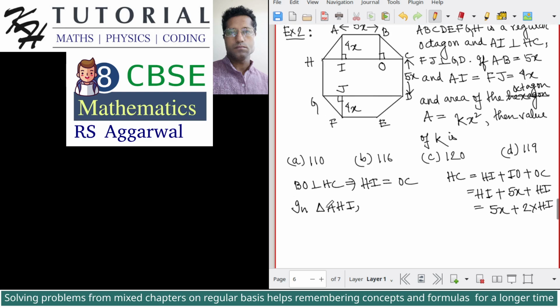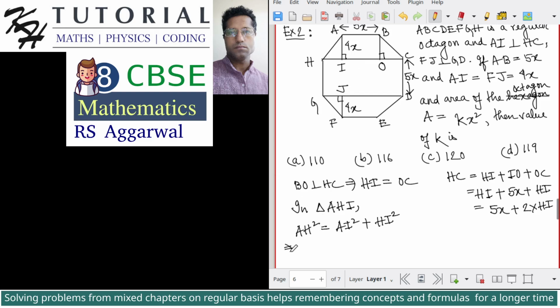From the Pythagoras theorem, we can say that AH square will be equal to AI square plus HI square. I am considering the Pythagoras theorem in triangle AHI because I know the length of one arm, that is AI, 4x, and I also know the hypotenuse AH, which is the length of each side of the polygon. So I can easily, using Pythagoras theorem, find HI.